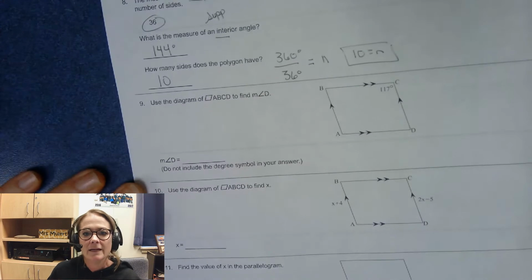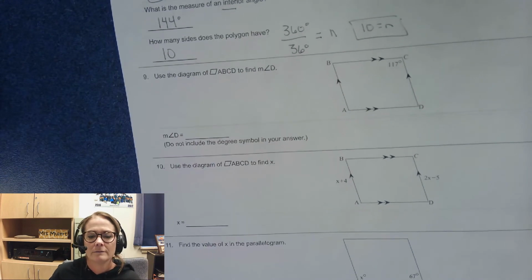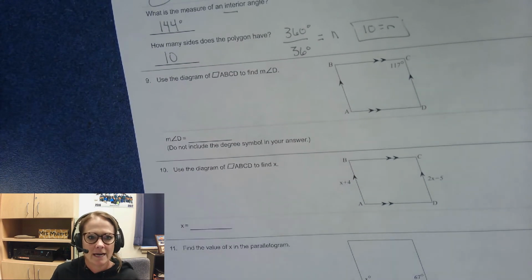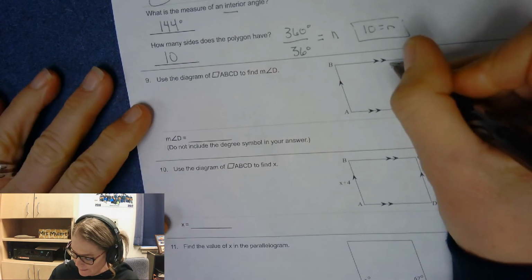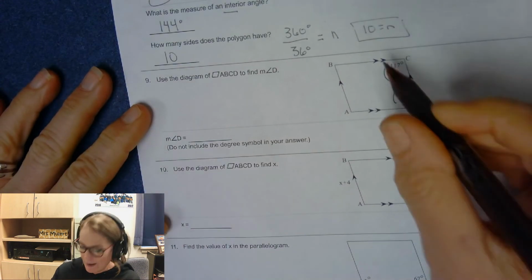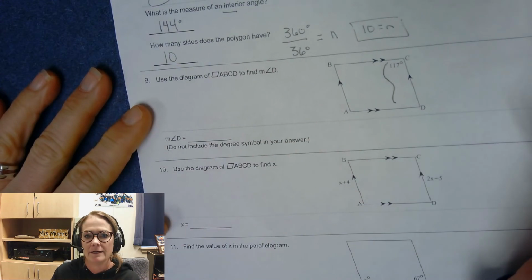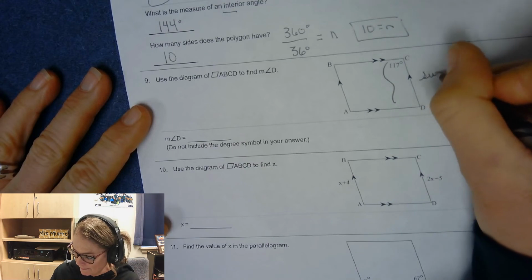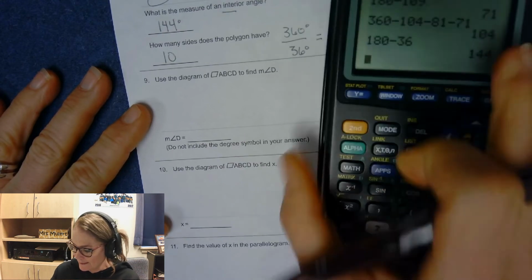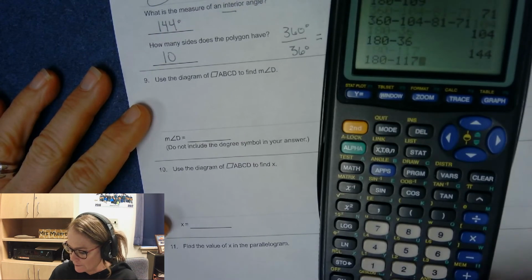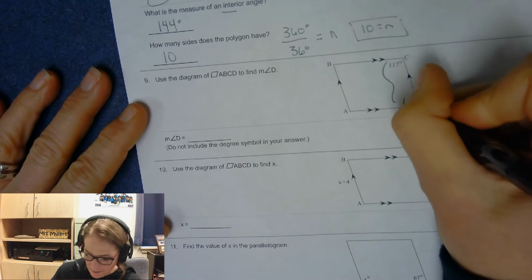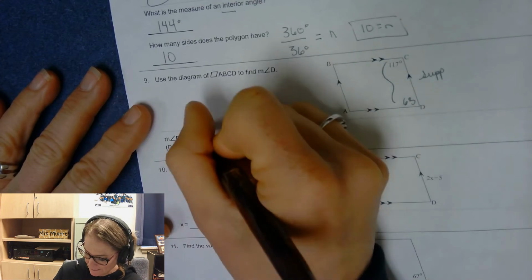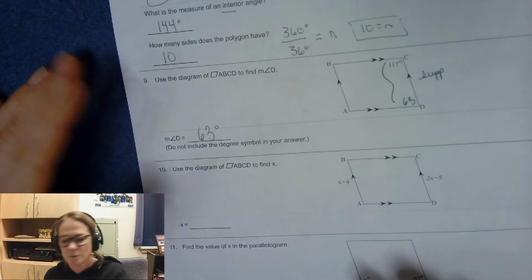All right, I think we're out of 6.1 now. Use the diagram to find the measure of angle D. Okay, well, these are consecutive angles in a parallelogram. I know it's a parallelogram because I see those marks. They're going to be supplementary. 180 minus 117. You can do this in your head also. 63 degrees. 63.